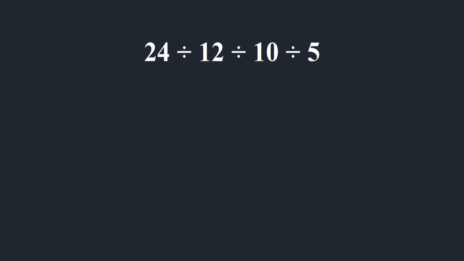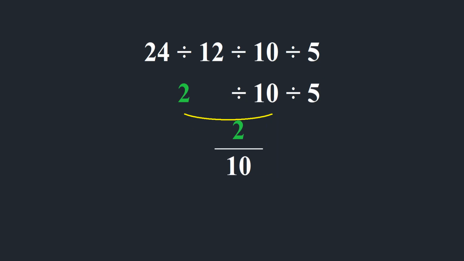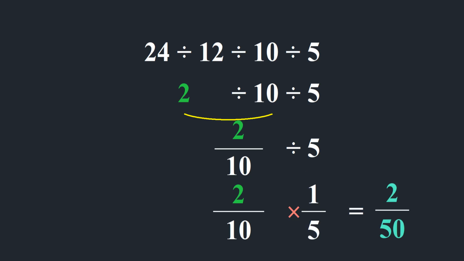So we have first this division: 24 divided by 12 equals 2. So we have 2 divided by 10 divided by 5, and we can write this part as 2 over 10 divided by 5. So we must keep the first fraction 2 over 10 and change division to multiplication times, then flip the second fraction, 1 over 5, which equals 2 over 50, and this is our final answer for this problem.